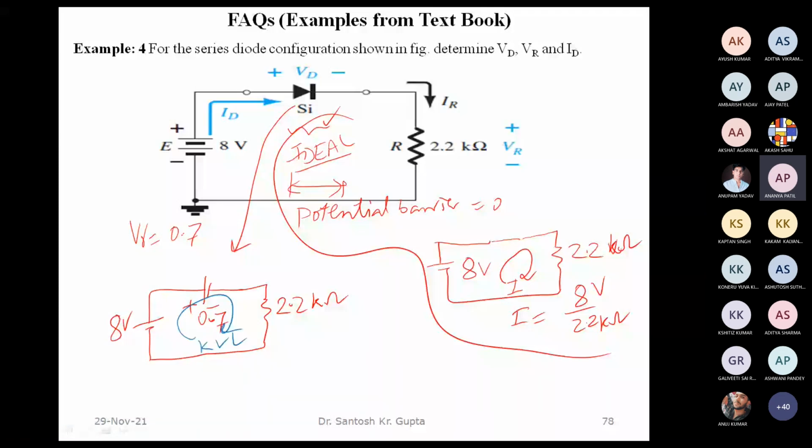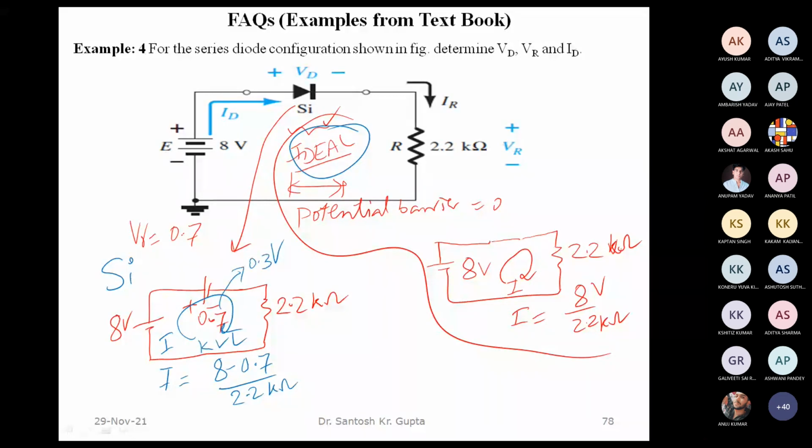If the current is I, then we can apply KVL very easily and find I equal to (8 minus 0.7) divided by 2.2. So this is the difference when we assume the diode as if it is ideal, or silicon, or germanium, or whatever. If it was a germanium diode, then we could have replaced this 0.7 by 0.3 volt. That's it.